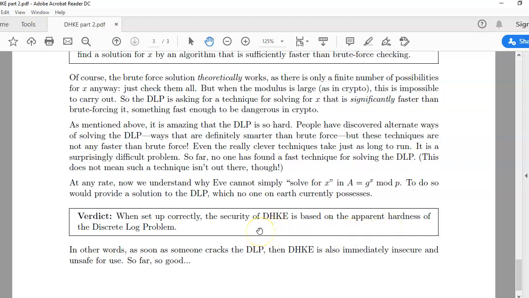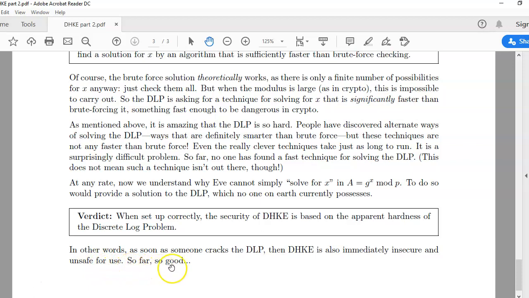And so that's why the Diffie-Hellman key exchange protocol is currently, as of right now, thought to be secure, because its security is equivalent to the discrete log problem, and the discrete log problem we think is very hard, and therefore this must also be hard to break. But again, the technique could still be out there, we just don't know about it yet. So as soon as someone cracks a discrete log problem, we're in trouble, because then that has a domino effect and it breaks Diffie-Hellman, and that would make it no longer safe for use.